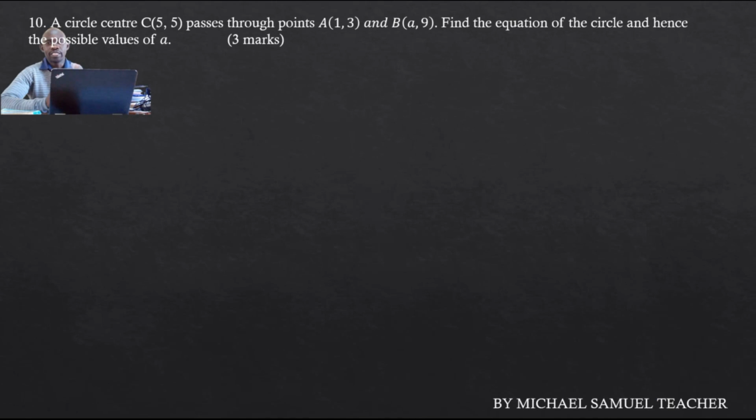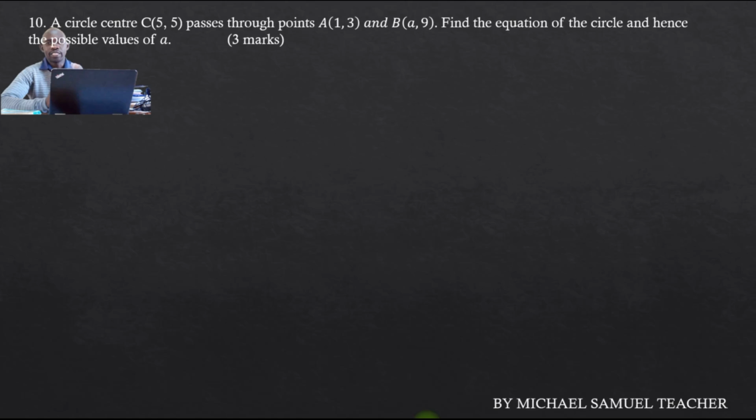Question 10. A circle center C, (5, 5), passes through point A, which is (1, 3), and B, which is (a, 9). Find the equation of the circle and hence the possible values of a. If you look keenly at this question, it comes from the topic of graphical method, and here we apply the general equation of a circle to determine the radius, and also we shall be able to get the value of a.